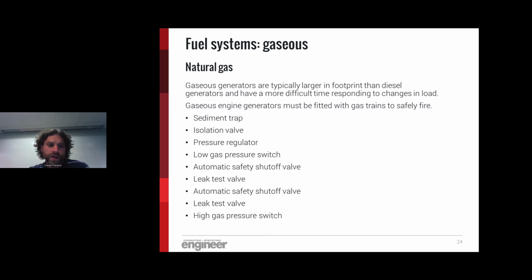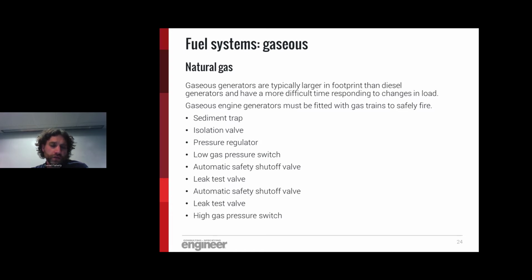And natural gas generators must be fitted with gas trains to safely fire. This is all dictated by NFPA 54 and NFPA 37, which is specific to engine generators. The gas trains include a sediment trap, isolation valve, pressure regulator, low gas pressure switch, automatic safety shutoff valve, leak test, another automatic safety shutoff valve, another leak test valve, and then a high gas pressure switch. These are all the components needed to safely move gas from the pipe main into the engine generator.